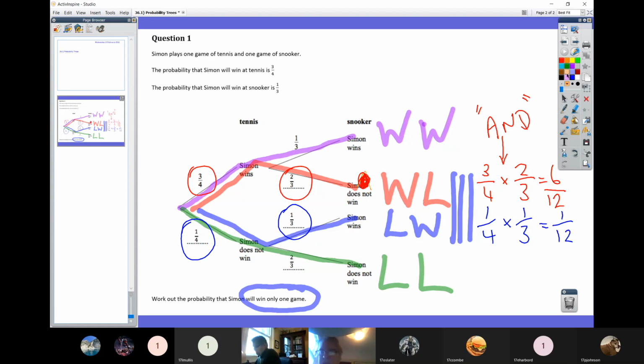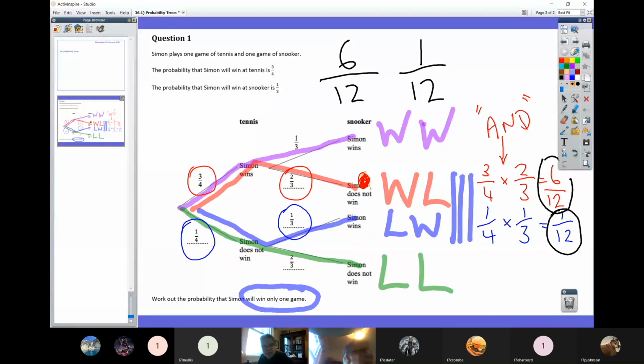So what have I got at this point? I've got two fractions. I've got the 6/12 and I've got the 1/12. Now, both of those are alternative ways where he wins only one game. I don't mind whether it's the first option or the second option, okay? Now, when it's an "or", that is when you add the probabilities together. So we're going to add these two together because it is an or.